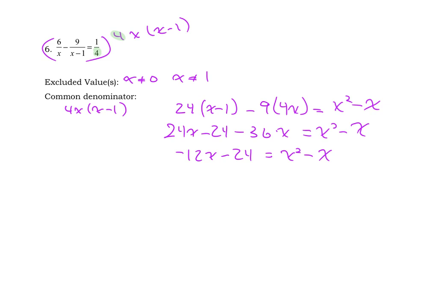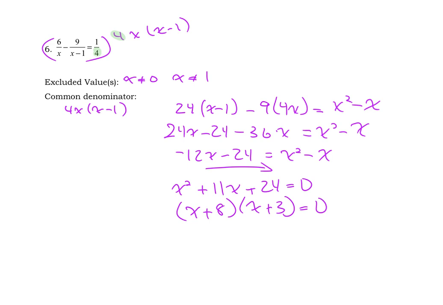I'm going to put this in standard form, and I'm going to move everything that way. So x squared, I'm going to add 12x, so that's going to give me 11x. And I'm going to add 24, so positive 24. Now I can go and factor this. Factors of 24 that give me 11 are 8 and 3. So x plus 8, x plus 3. Solve those, and I get x equals negative 8, x equals negative 3. Neither one of those are the excluded values, so they're both correct.